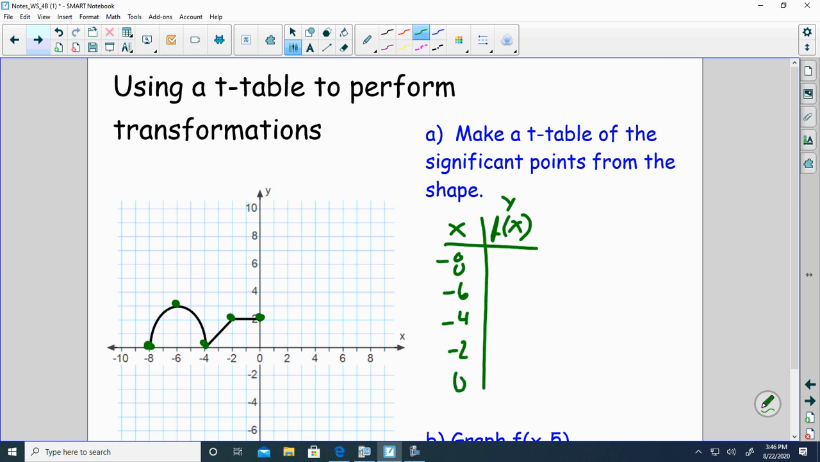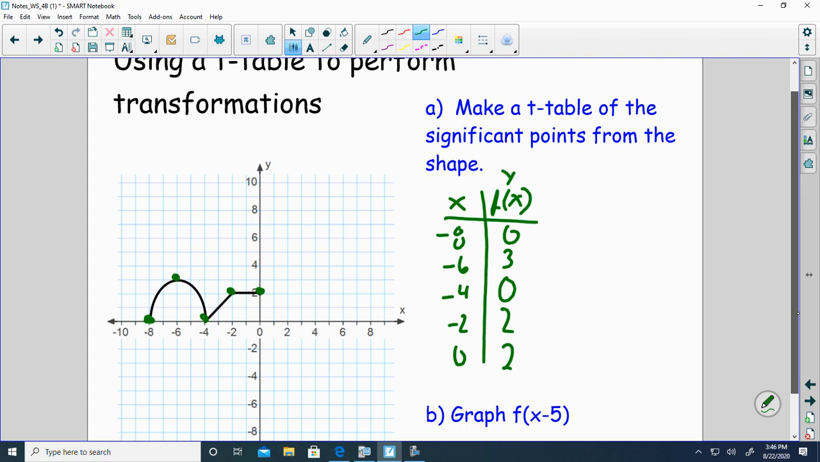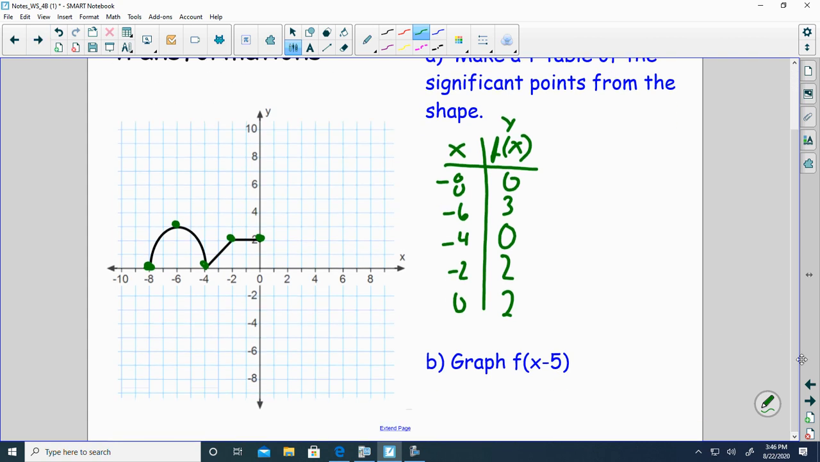With the -8, I have a 0 in the y direction. With the -6, I have a 3 in the y direction. At the -4, I have a 0. At the -2, I have a 2. And at the 0, I also have a 2. Sound good? So now we want to graph this. So we have to think about what this is going to do. This is going to move all x values right 5. Okay? So let's do that.